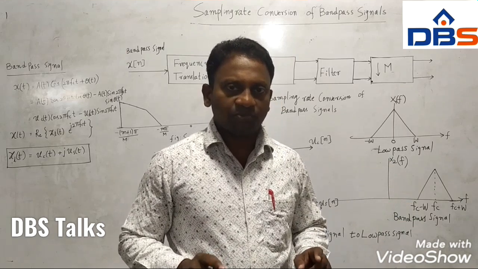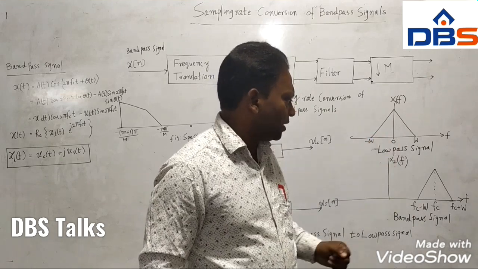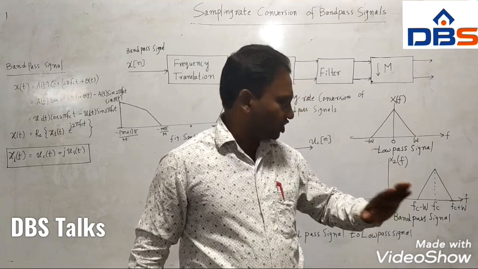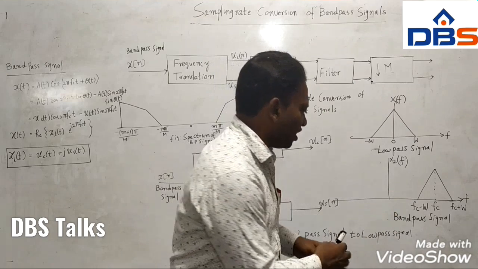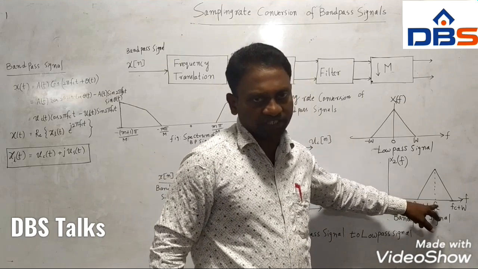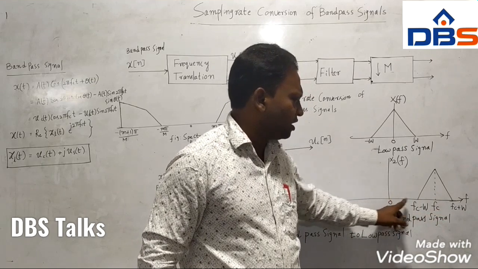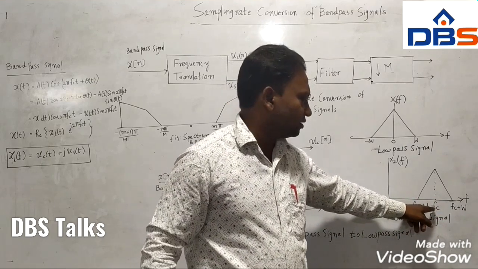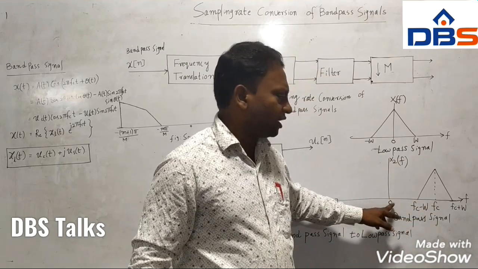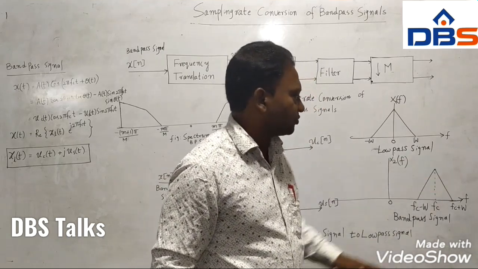If the signal spectrum is centered about the origin, meaning 0, it is called a low pass signal. The second one is the bandpass signal. Bandpass signal means the spectrum is not centered about the origin. This is the origin 0, and the spectrum is centered about Fc. Fc is a non-zero value, some high frequency. Fc means center frequency. So the center frequency is some high frequency which is not a 0 value. Therefore this is called a bandpass signal spectrum.